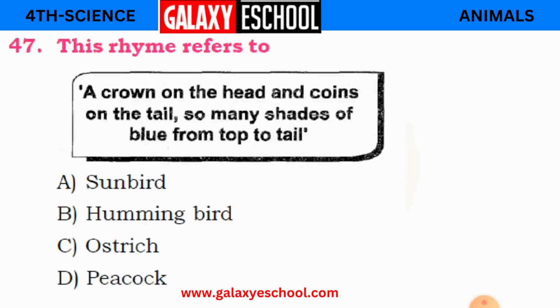Now 47th one. This rhyme refers to. So here is a rhyme. A crown on the head and coins on the tail. So many shades of blue from top to tail. A very beautiful bird to see. It's very good at dancing also. Especially when rain comes, it dances very beautifully. So we all love to see it. So, what is that bird?